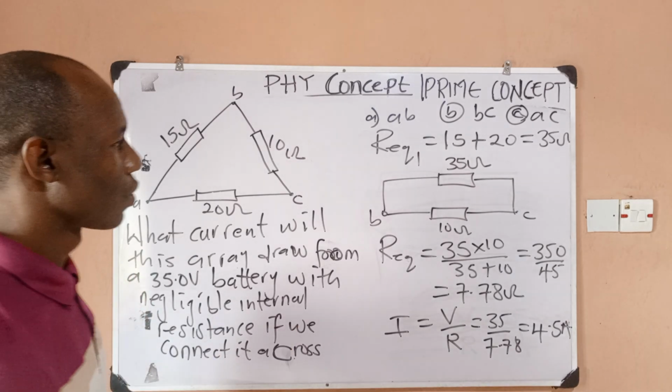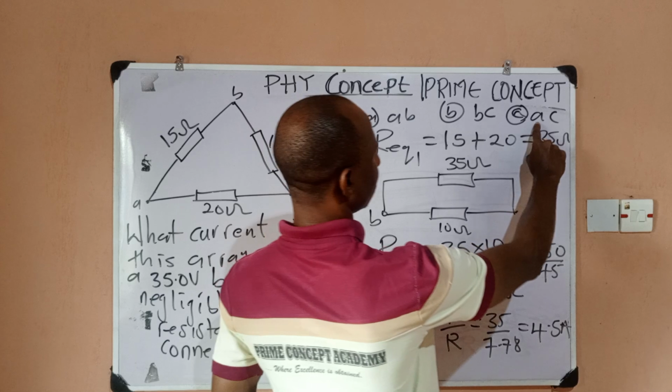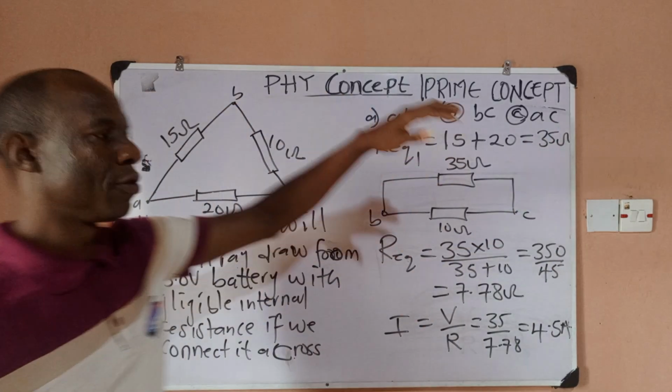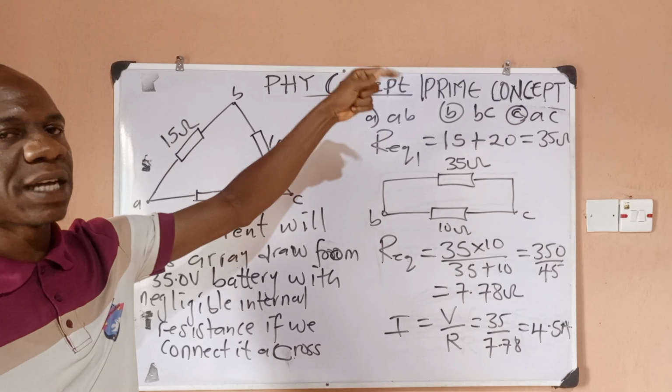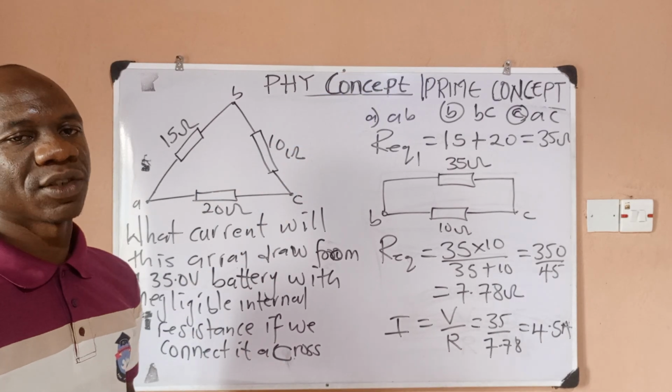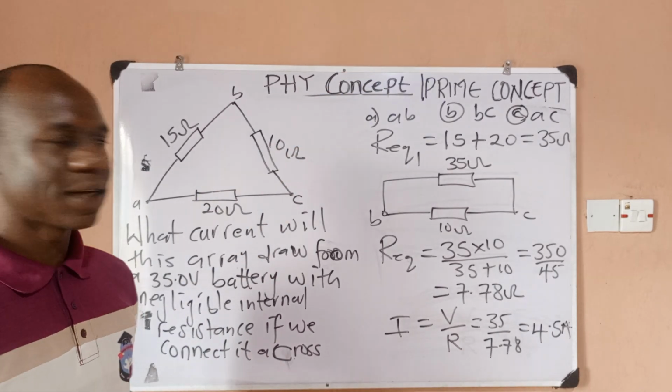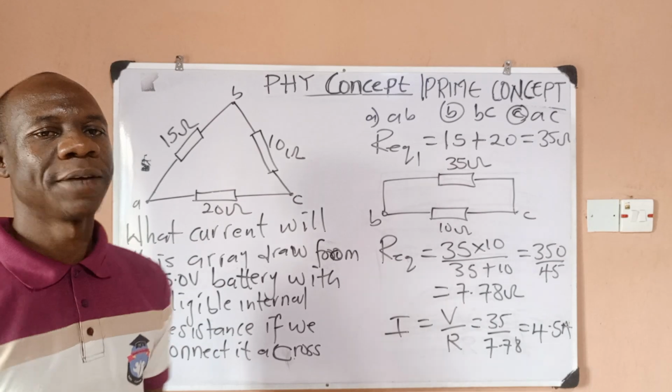And the third question there is to find the current across terminal AC. I'm going to leave you to apply the same concept as explained in solving that. When you solve that, drop your answer in the comment section and let's see if it is correct, right? I believe this concept is very clear.